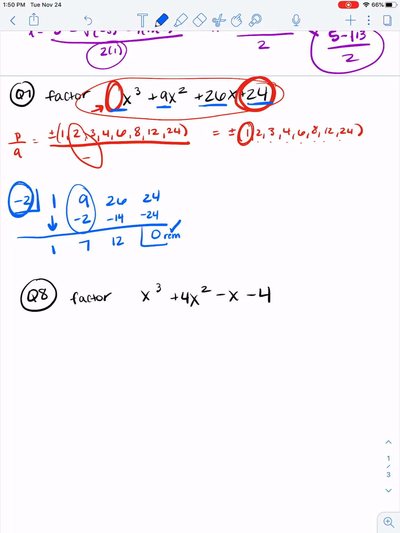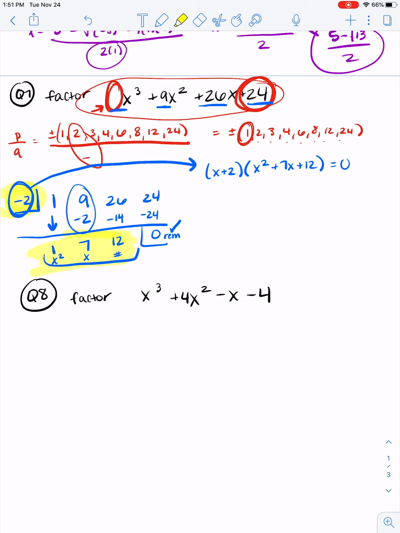Now, I take these numbers and write my equation. So this is 1x squared, this is 7x, and this is just a number by itself, my constant, okay? So what that means is that if negative 2 is a solution, I can write my factor as x plus 2. Remember, in factored form, the signs are always opposite. So if your solution is negative 2, your factor is x plus 2. Then the rest of this, in terms of factorization, would be x squared plus 7x plus 12, okay? So we're taking the leftover coefficients, and this becomes our other factor.